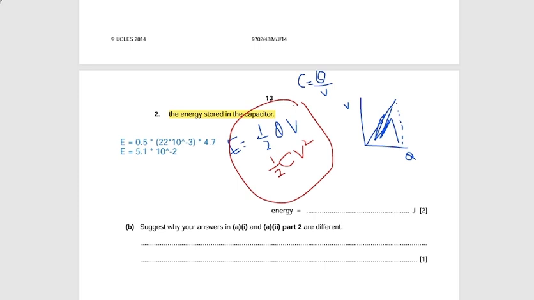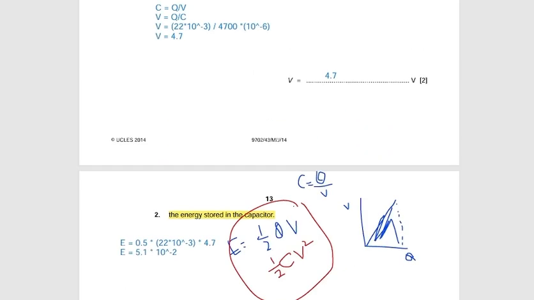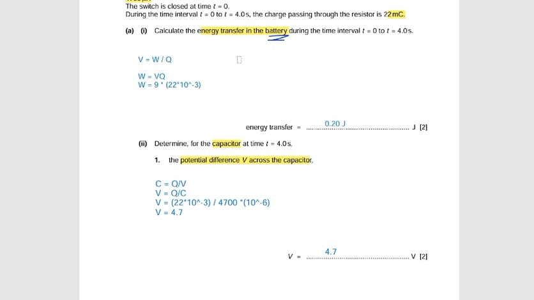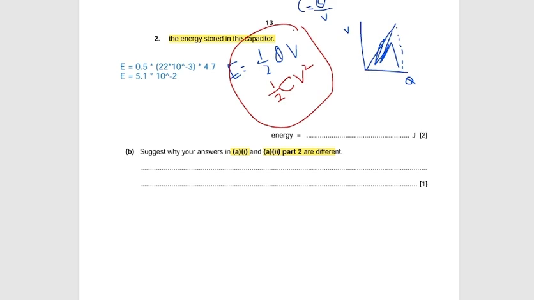And now the B part, which says: suggest why your answers in A1 and A2 part 2 are different. A2 part 2 talked about the energy stored in the capacitor. This one talked about the energy transferred in the battery. It's 0.2, compared with 0.051. We can see that the value for the battery is far greater than that. So we can say that while the energy traveled from the battery all the way to the capacitor, there has been a decrease, which indicates energy lost. That energy can be lost as thermal energy.